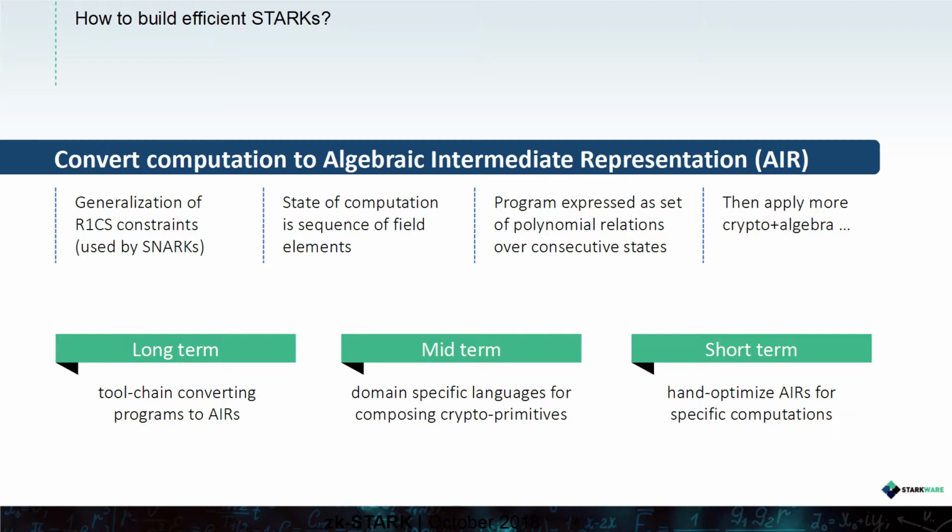In the midterm, it's more reasonable that we'll have domain-specific languages that would maybe optimize for some very specific crypto primitives like hashes or signatures, things like that, and allow a little bit of manipulation of other logic, like addition of integers or things that could be used in smart contracts and financial systems. But in the short term, and that's the first thing that at StarkWare we're doing, we're just hand optimizing AIRs for very, very particular computations to be deployed safely onto blockchains.